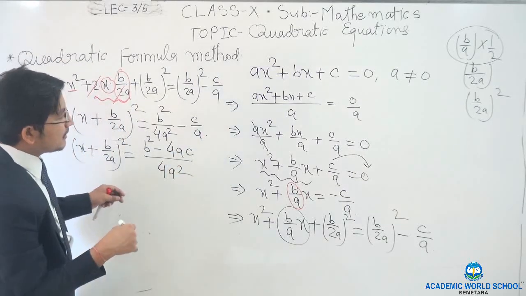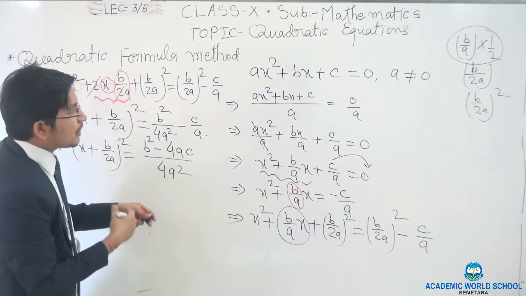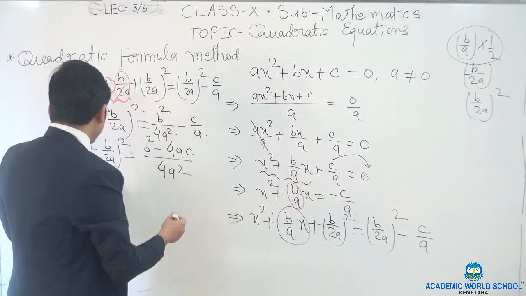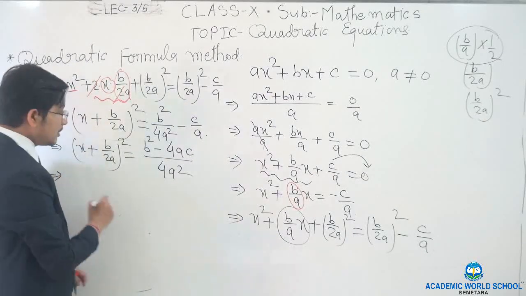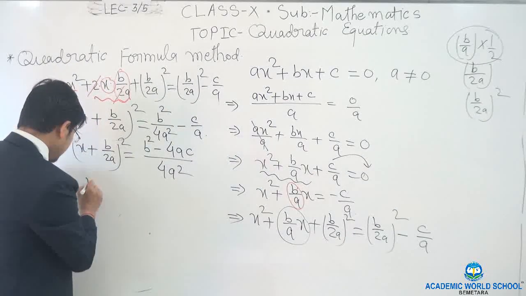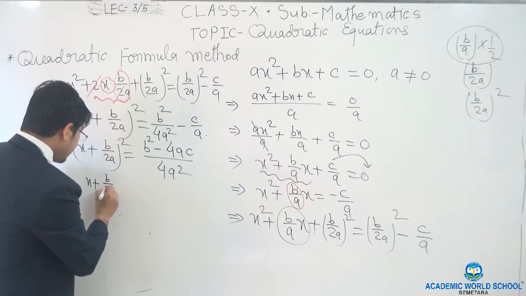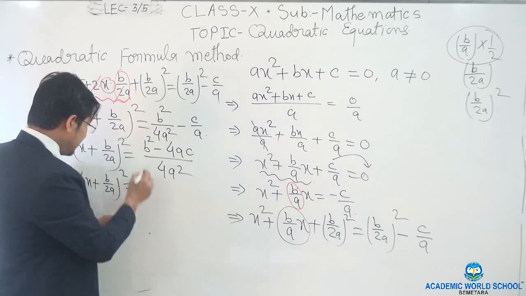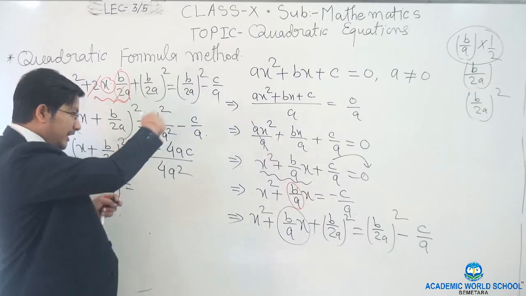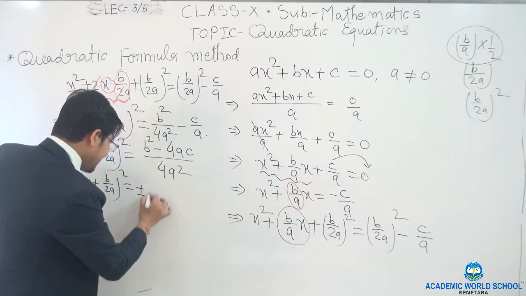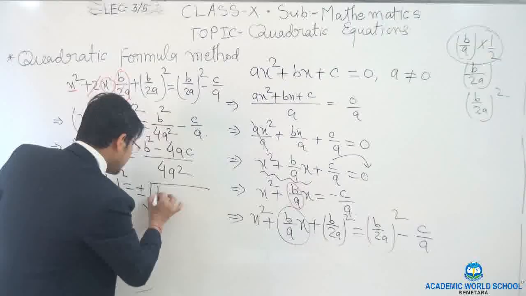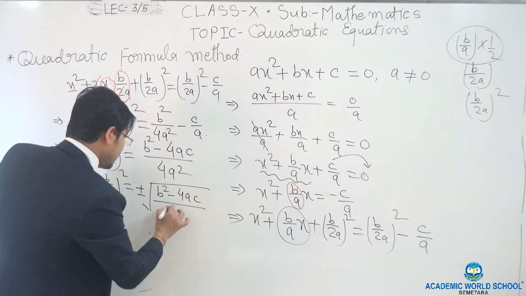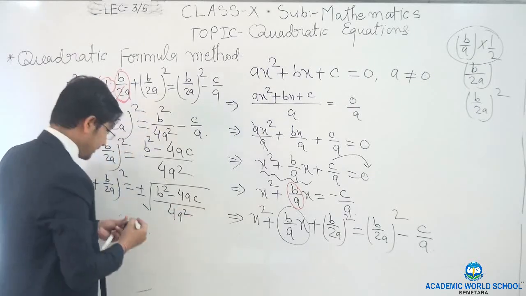So what we are finding is x. We are finding the value of x. Okay. So this is (x + b/2a) whole square, and then this is a square, so I will be taking the square root. So there will be plus minus and square root of (b square minus 4ac) upon 4a square.